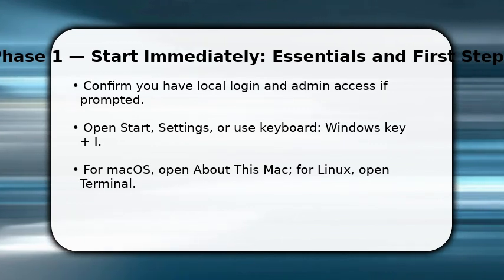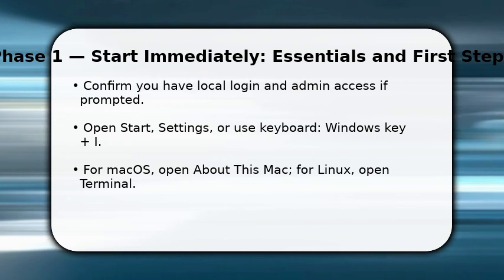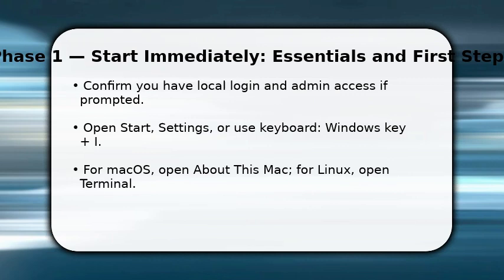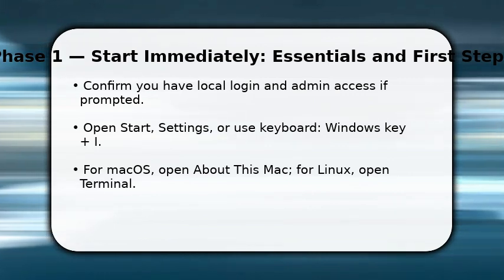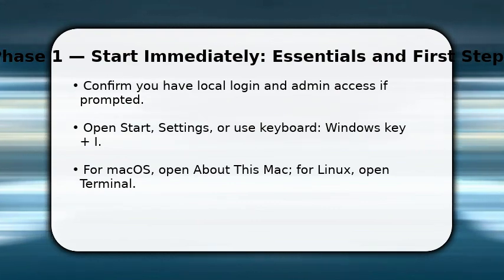On Windows, press the Windows key + I or open Start and type About. For macOS, click the Apple menu and choose About This Mac. On Linux, launch Terminal now. This gets you to the interfaces that report versions. Make sure to move to the correct tool for your operating system before checking deeper details.